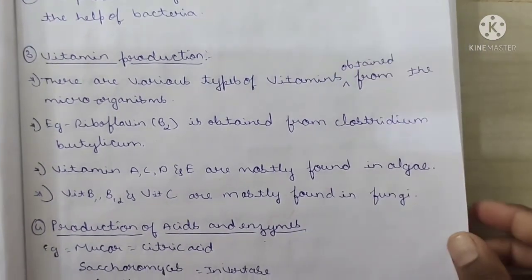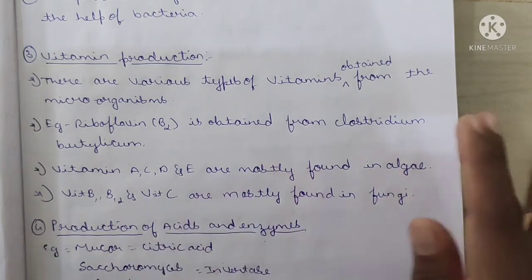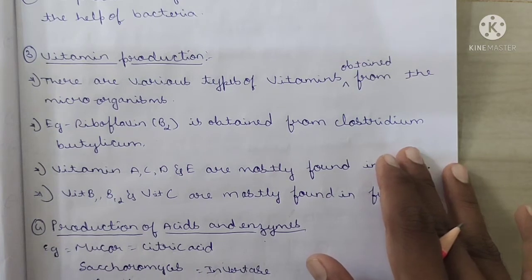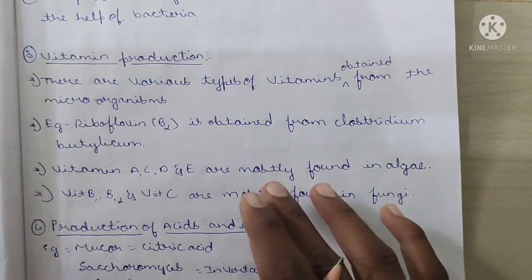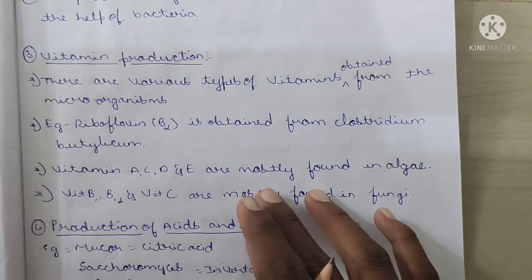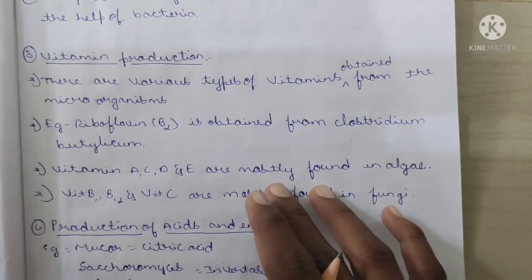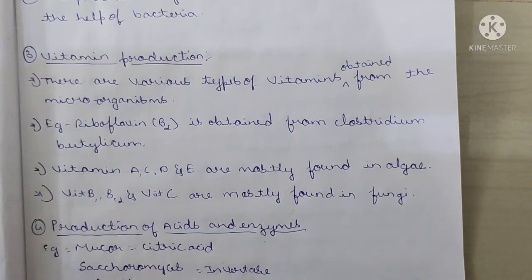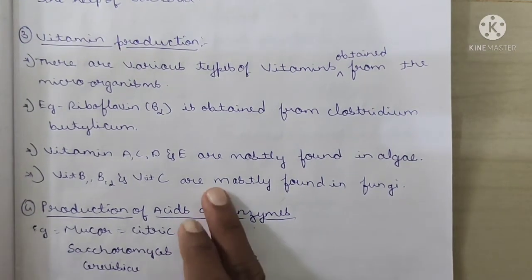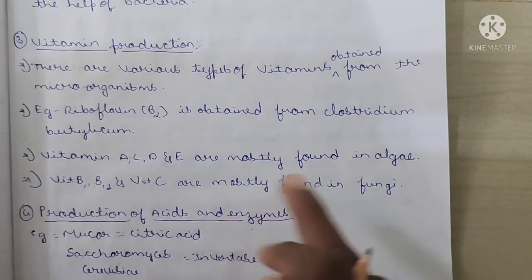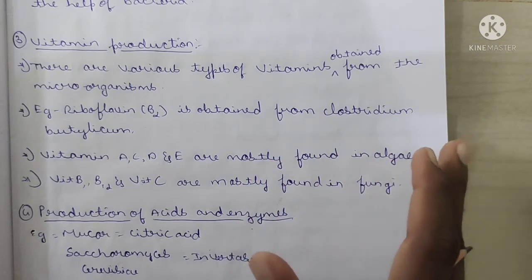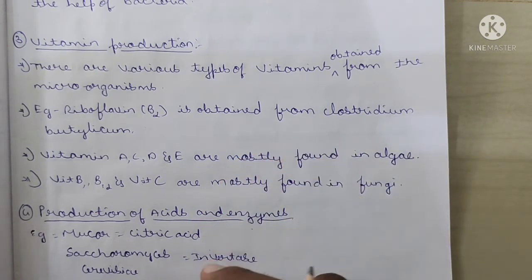Now the importance of microbiology in vitamin production. There are various types of vitamins obtained from microorganisms. Example, riboflavin, that is vitamin B2, is obtained from Clostridium butylicum. Clostridium butylicum is a minute organism which helps to produce this vitamin riboflavin, that is vitamin B2. Then vitamin A, vitamin C, vitamin D and vitamin E are mostly found in algae type. Okay, algae type A, C, D and E. Very important vitamins. These are synthesized by means of microbes, okay, by means of microbiology.